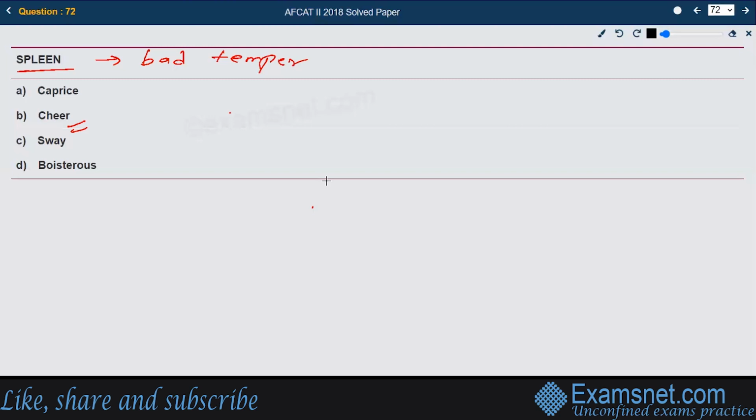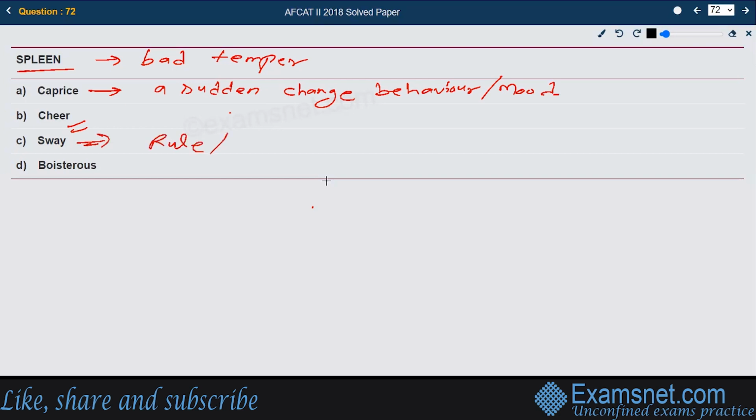If we explain the words, the word caprice means a sudden change of behavior or mood, that is the meaning of caprice. Sway means having a rule or being able to control something using that rule. That is what sway means. Next word is boisterous. Boisterous means noisy or stormy.